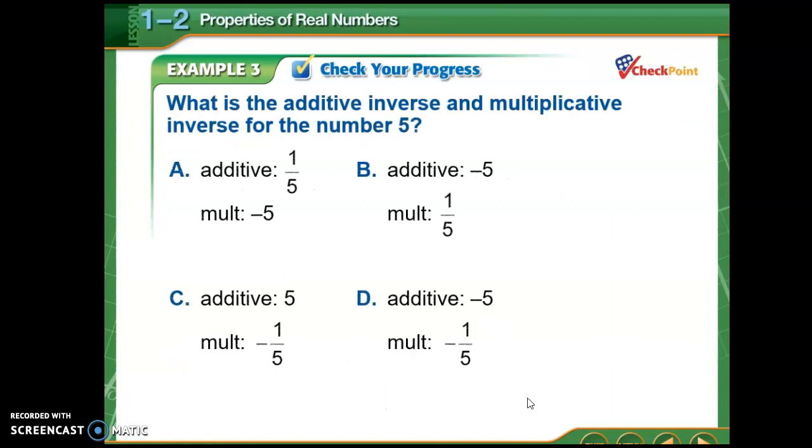Alright, check your progress. Try this one. How about positive 5? What's the additive inverse? So positive 5, the additive inverse is the opposite of positive, which is negative. And then flip this. This is 5 over 1. The multiplicative inverse is 1 over 5. So the best answer is letter B.